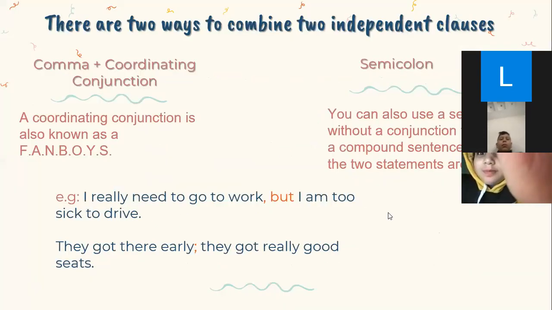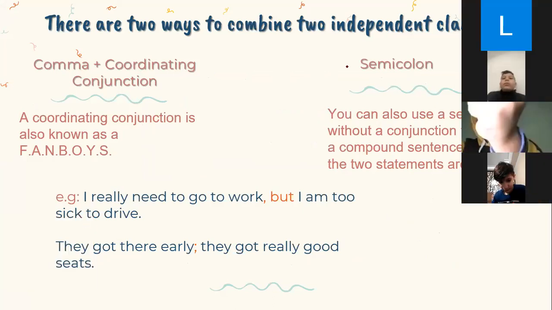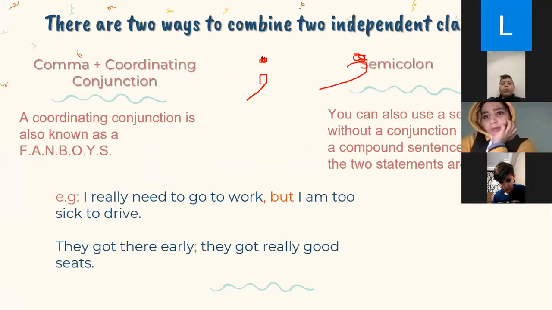A semicolon. We use a semicolon, guys. Look, this is it. The comma with a dot above it. Okay, the semicolon. As in the example here, we use the semicolon in order to make one compound sentence out of independent clauses.